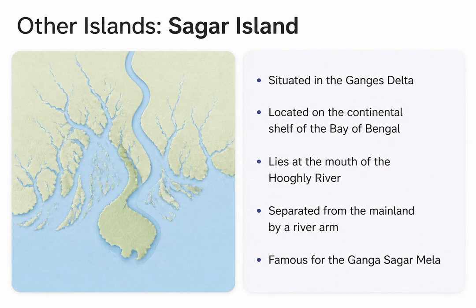Another critical island in the Ganges Delta is Sagar Island. Situated on the continental shelf of the Bay of Bengal, it lies right at the mouth of the Hooghly River, separated from the Indian mainland by an arm of the river itself. Culturally, it is incredibly significant, best known for hosting the Ganga Sagar Mela, which is one of the largest religious gatherings in the world after the Kumbh Mela.